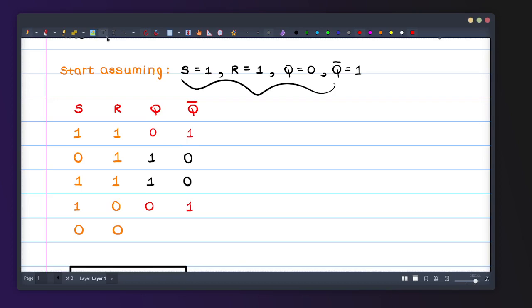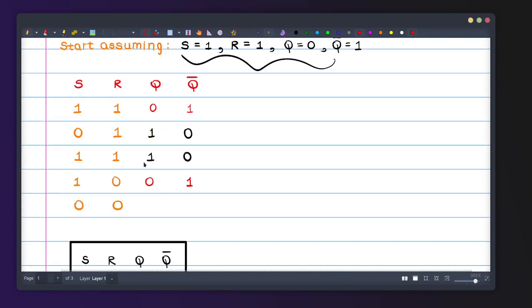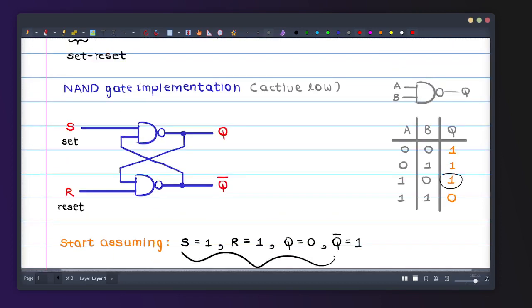And here's an interesting thing. Let's imagine what happens if we set both S and R to 0. Let's clean this up a little bit. If you set S and R both to 0, what will happen? Before we look at that, we need to look at what the previous state's values were. S was 1, R was 0, Q was 0, and Q complement was 1. That was the state, right?